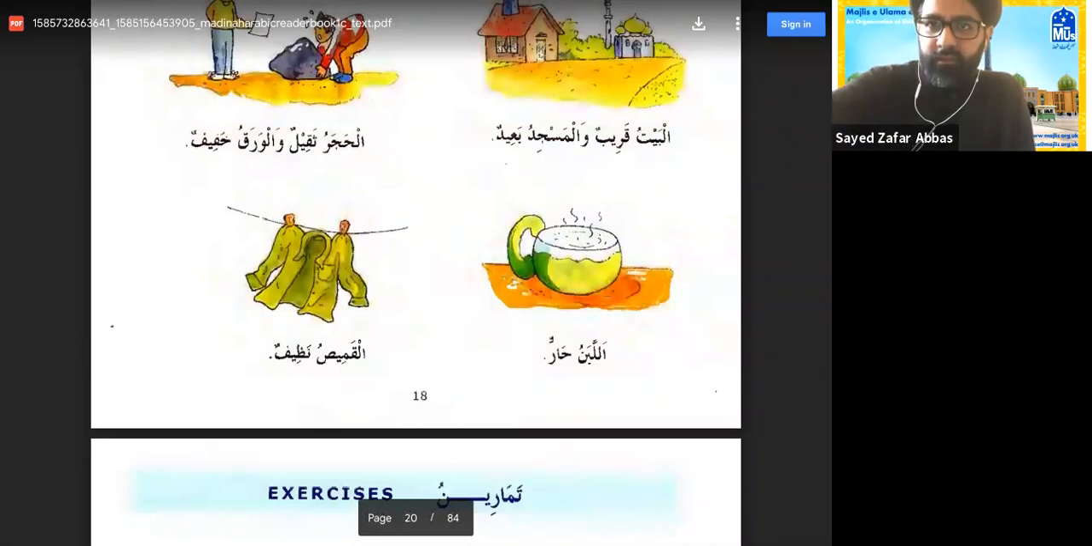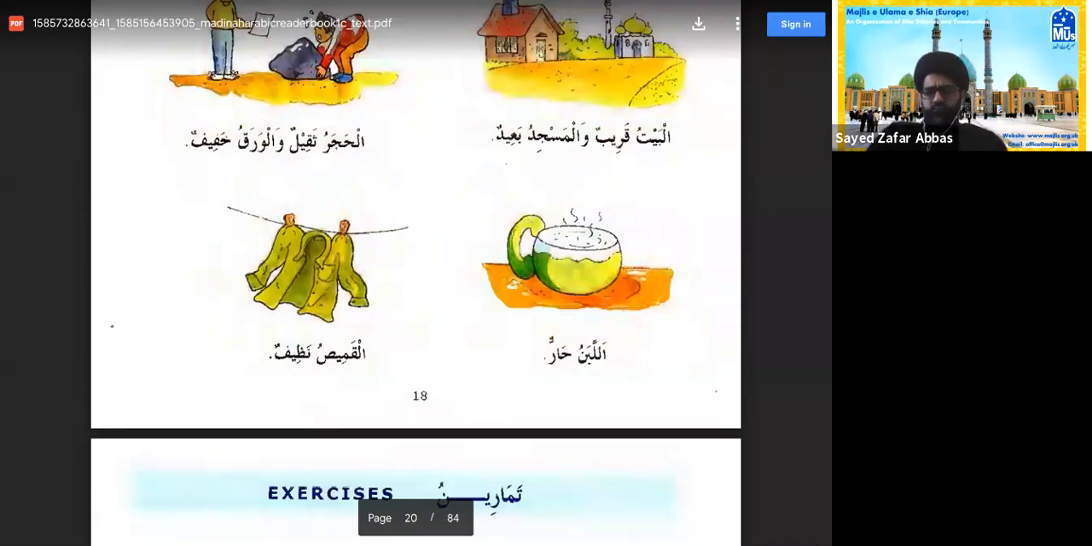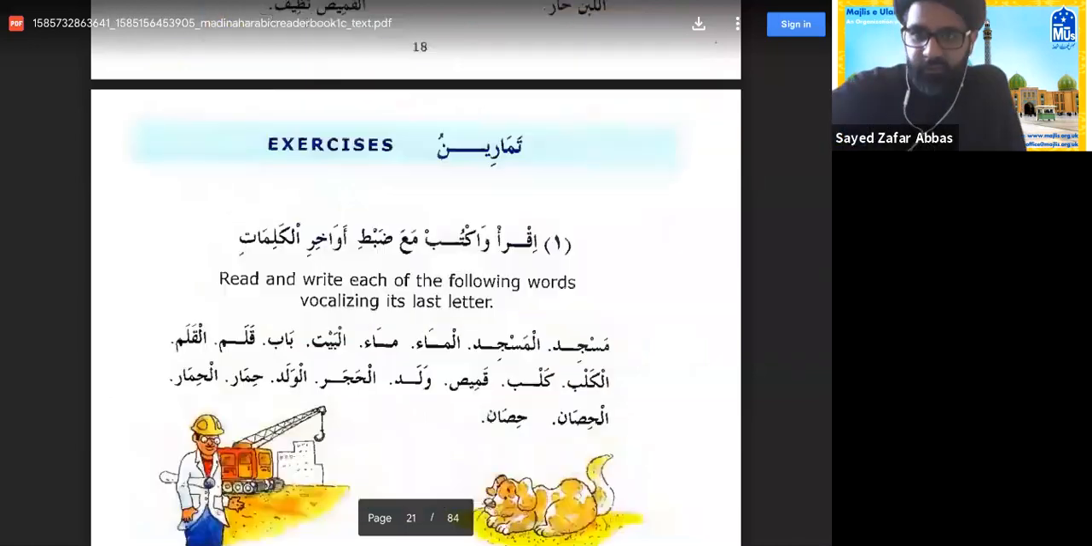Well done. Yes. And Al-Qamithu Nadif. The shirt is, if anyone knows. Al-Qamithu Nadif. The shirt is clean. So Nadif is a new word that we learned. Yeah, if you can scroll down, please. Al-Qamithu Nadif is the shirt is clean. Yeah, please, if we can go to the next page. Okay.